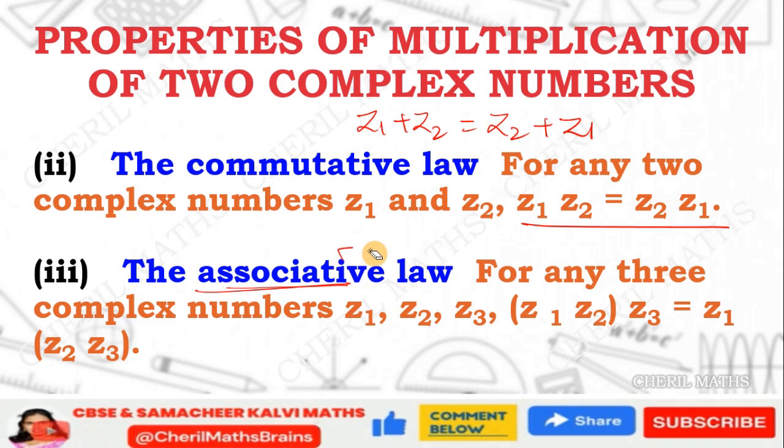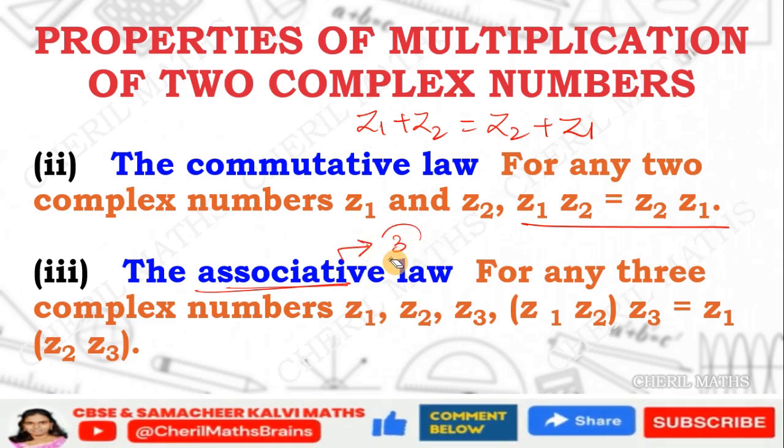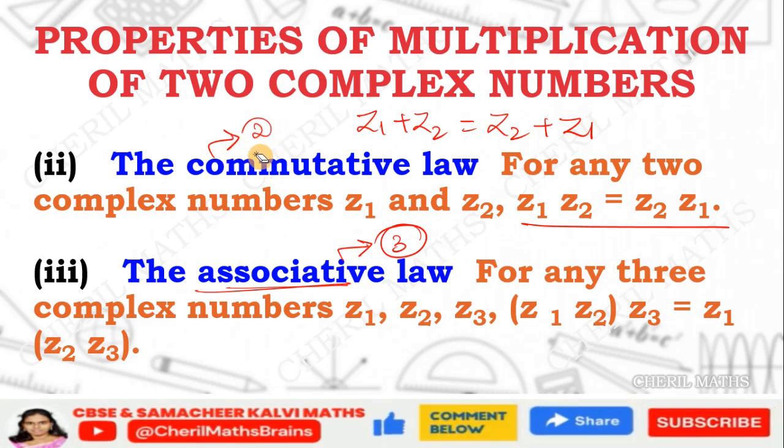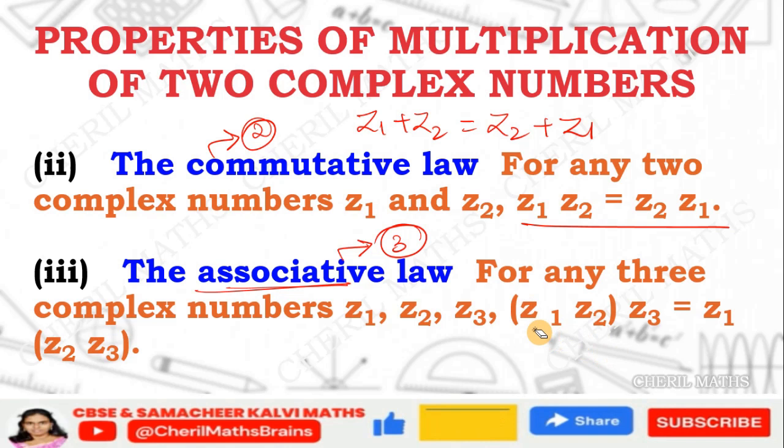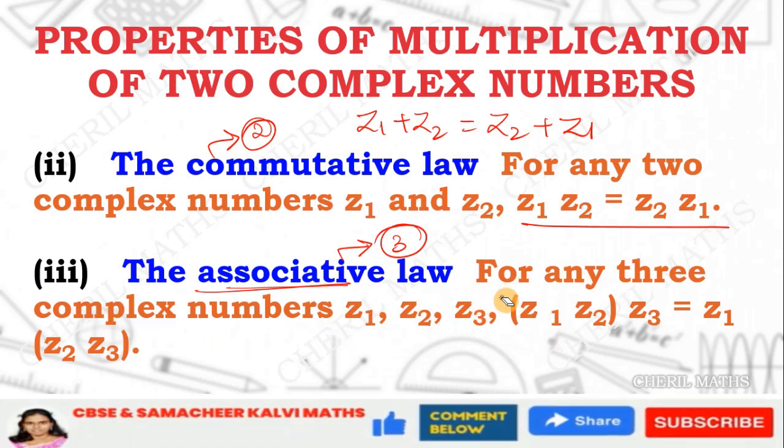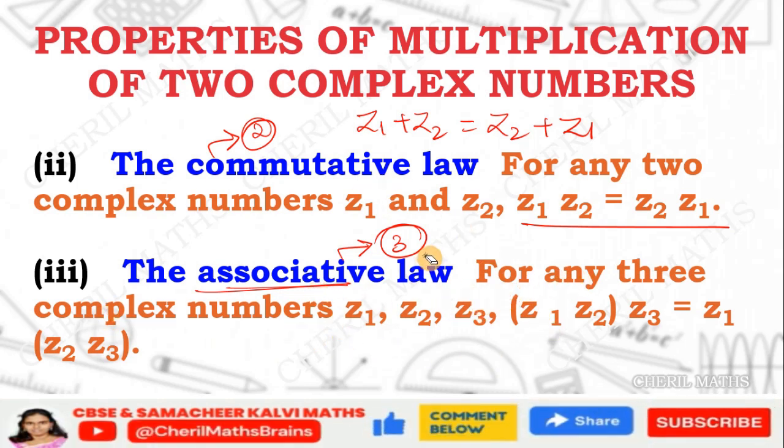A similar thing for associative law. Whenever you have the term associative law, you should remember there are three numbers. Okay. For commutative law, it will always deal with two numbers. Associative law, same way. So Z1, Z2 into Z3 is equal to what? Z1 into Z2 and Z3. So in this way, when you are asked to prove, you can prove these laws.